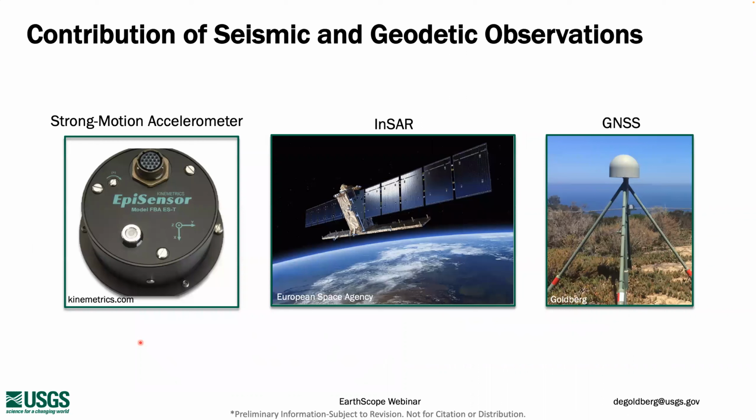So some things that we are doing to reduce those limitations is that over the last 2 years, we've undertaken efforts to expand the National Earthquake Information Center's capability to include local observations as well. So we have strong motion accelerometer data, interferometric synthetic aperture radar or InSAR data, and global navigation satellite systems or GNSS data.